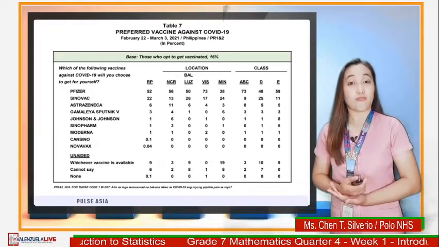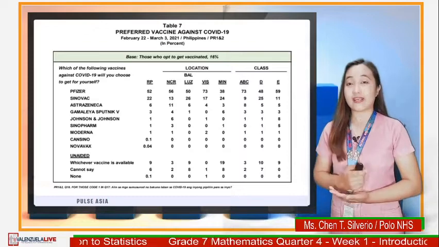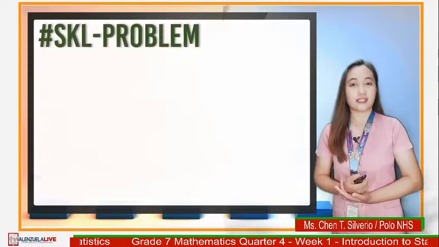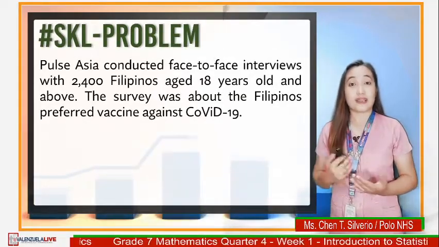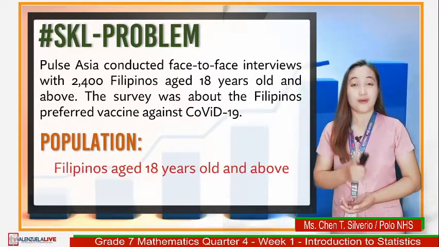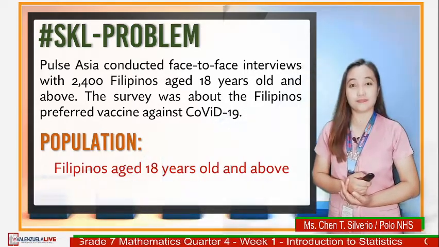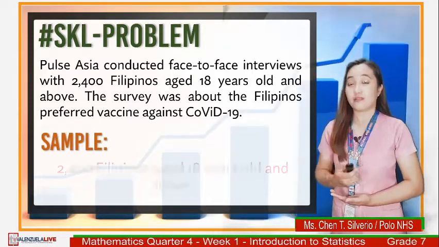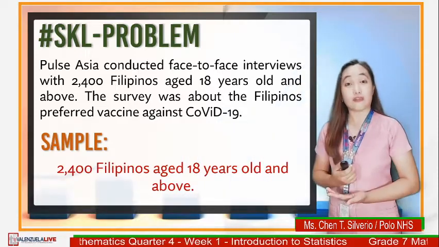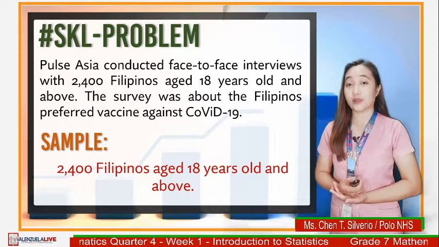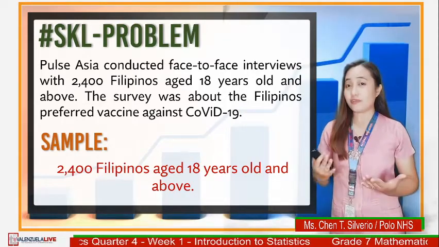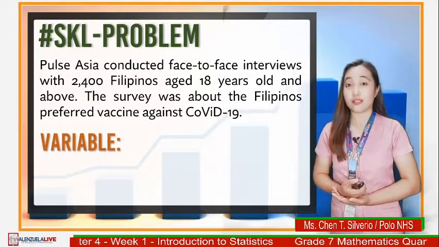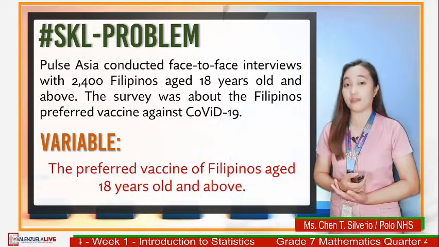From the survey of Pulse Asia, let us identify each term that we learned earlier. The population in this survey were all of the Filipinos aged 18 years old and above. What do you think is the sample? From the survey, it is stated that they conducted face-to-face interviews with 2,400 Filipinos aged 18 years old and above. How about the variable? The variable will be the preferred vaccine of Filipinos aged 18 years old and above.